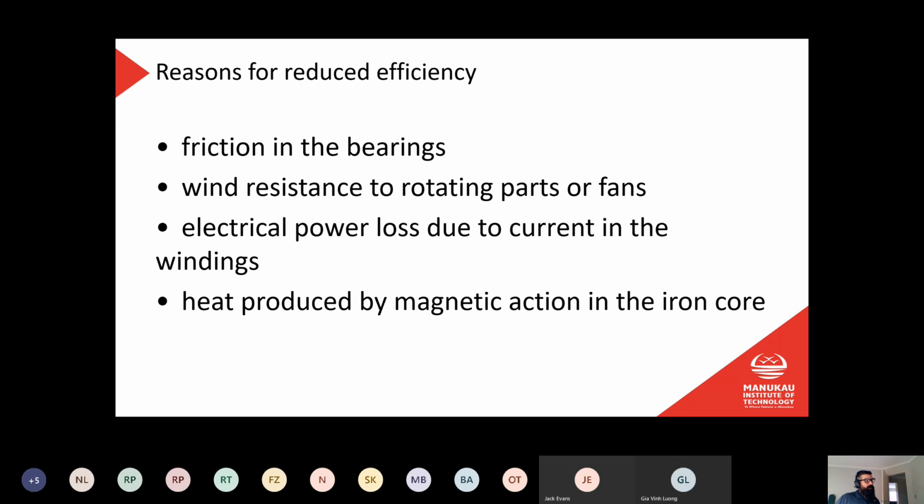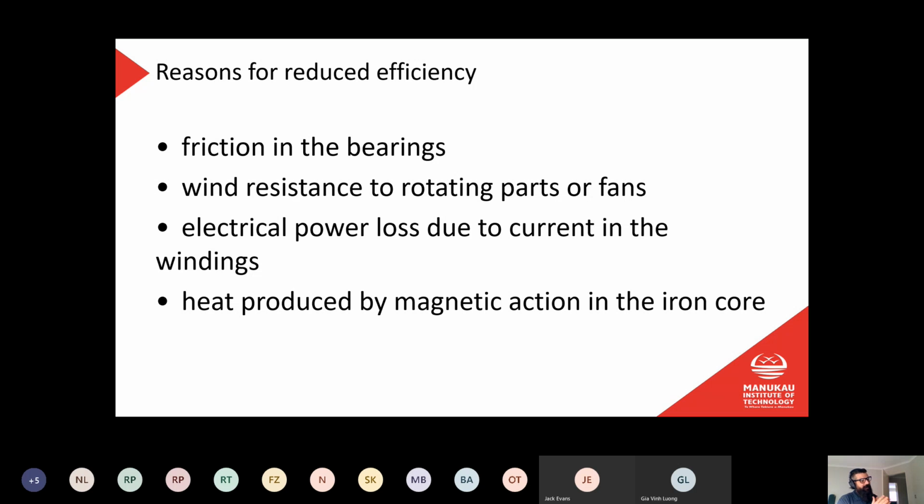We'll have an electrical power loss due to current in the windings. I've said this lots of times before, anytime we have current flowing in a conductor, some heat is created. So that heat that we're burning inside the motor, just by the current running through the windings, is going to burn some of our electrical energy, and therefore we're not getting that energy output. We're putting energy in, burning it as heat, so we reduce our output.